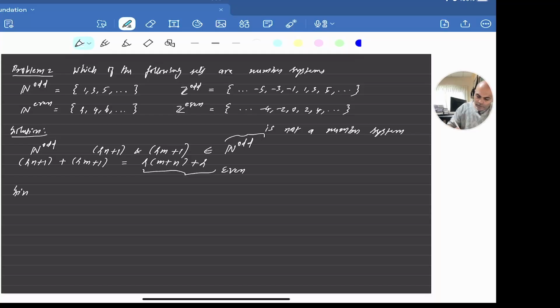And since N odd is a subset of Z odd, since in this smaller set there are examples which show us that two numbers from this set do not belong to the same set when you add them, which means that the larger set also has the similar property, which means that Z odd is also not a number system.